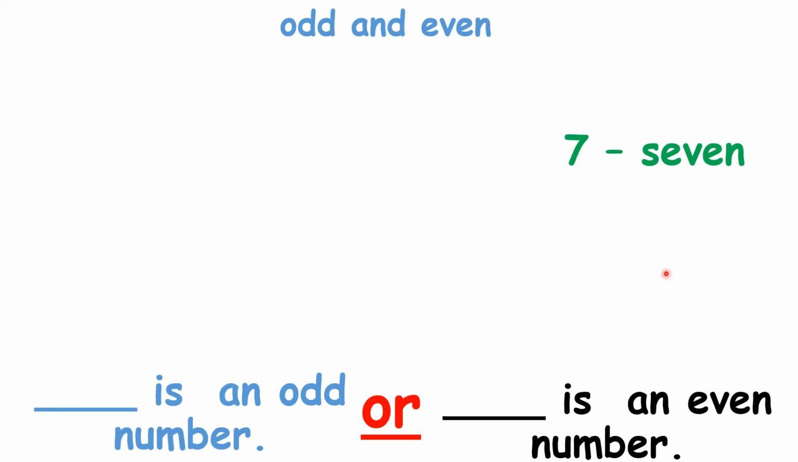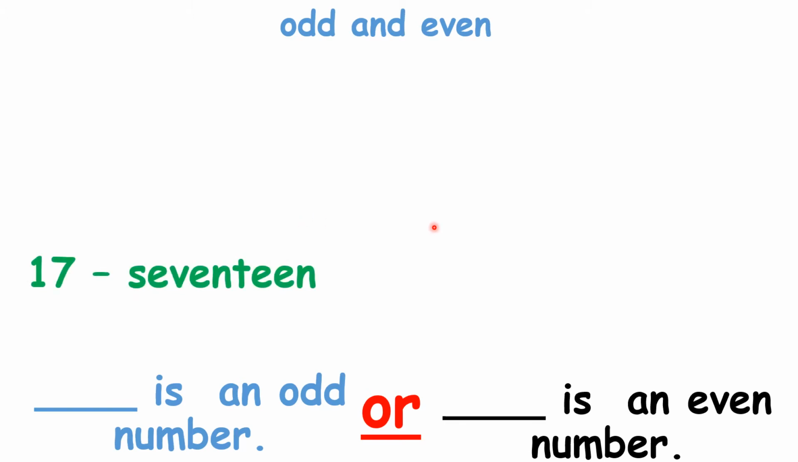Number 7. 7 is an odd number or 7 is an even number? Do you remember? Number 7 is an odd number. Number 17. Odd or even? It has 1 and it has 7. So, number 17 is an odd number.